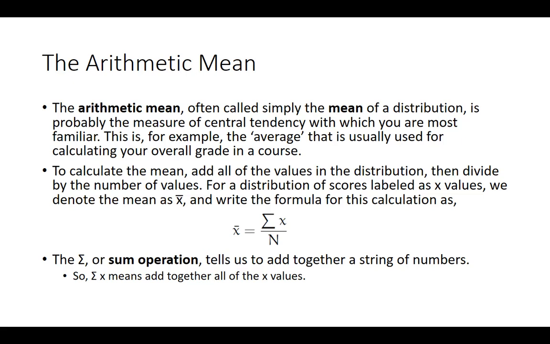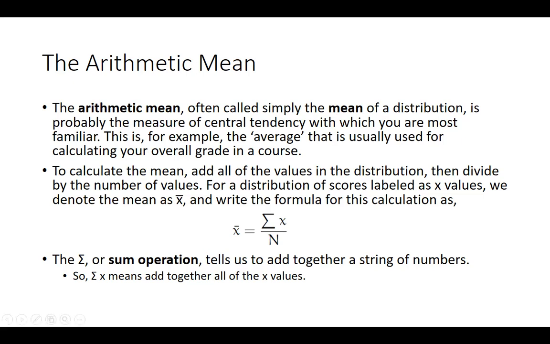you are most familiar. This is, for example, the average that is usually used for calculating your overall grade in a course. To calculate the mean, add all of the values in the distribution, then divide by the number of values. For a distribution of scores labeled as x values, we denote the mean as x bar, x with a bar over it, and write the formula for this calculation as x bar equals sigma x over capital N.